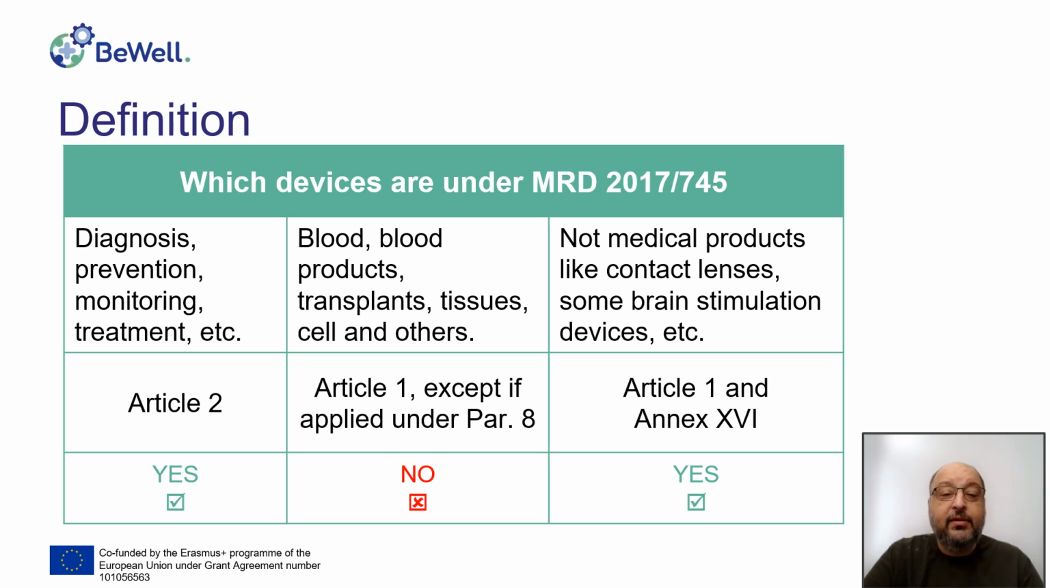Products that are not under this regulation but are covered by other regulations and directives, for example, are blood and blood products, transplants, tissues and cells of human or animal origin, and others. There are devices that are not medical according to the definition: contact lenses, certain devices used for brain stimulation, and other devices. They are described in Annex 16. It is stated that measures such as risk management and, if necessary, clinical assessment also apply to these devices.